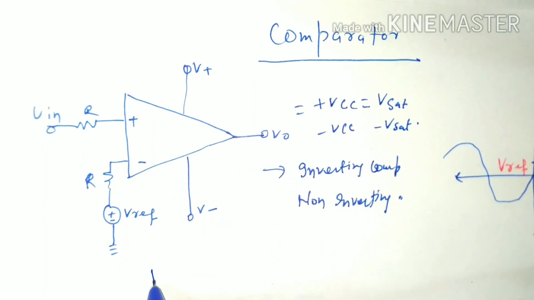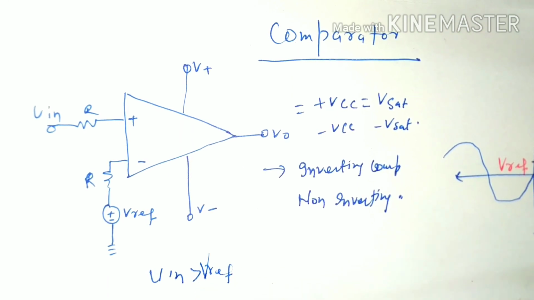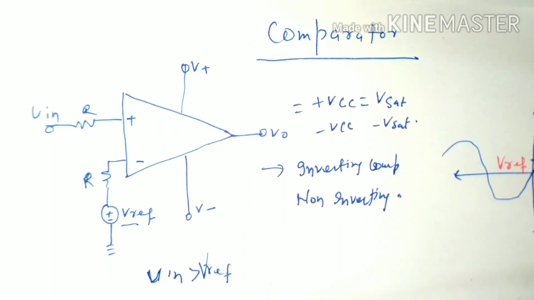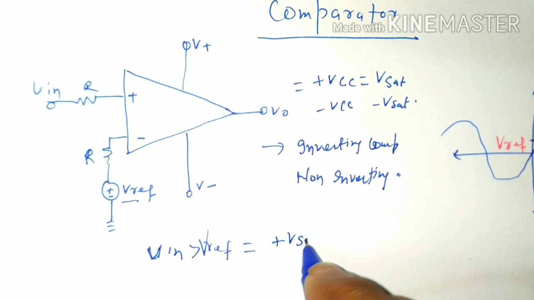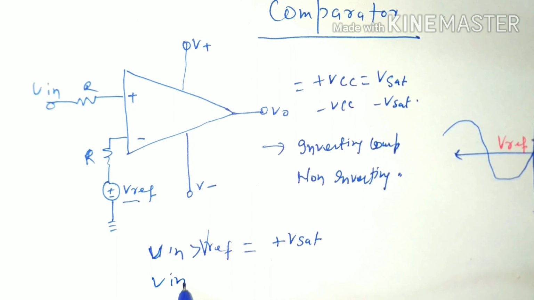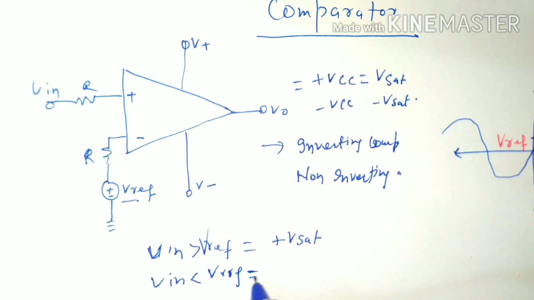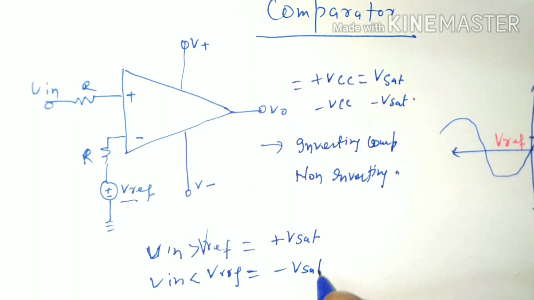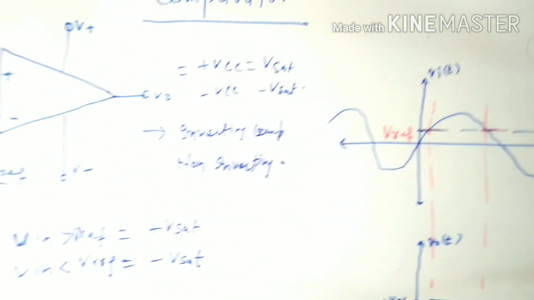If input voltage is greater than reference voltage, here it is reference voltage, then output voltage will be plus V saturation, and if input voltage is less than reference voltage, then output will be minus V saturation. So it has two outputs, plus V saturation and minus V saturation. Let us see with some examples.